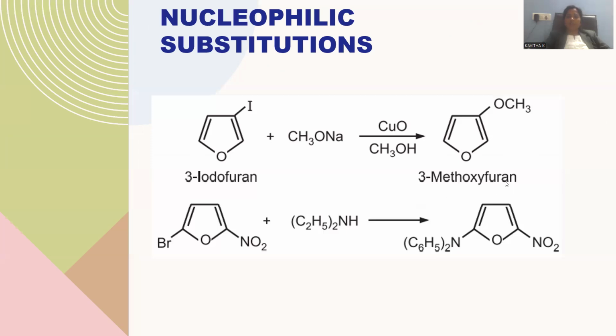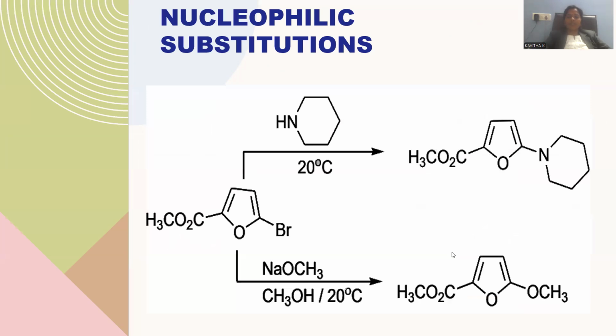Methoxyfuran will be the product. This is facilitated by copper oxide catalyst. Methanol is the solvent medium. Let me take bromo and nitro substituted furan treated with this secondary amine, so that bromo, being a better leaving group, can be replaced with the amine at position number 5.